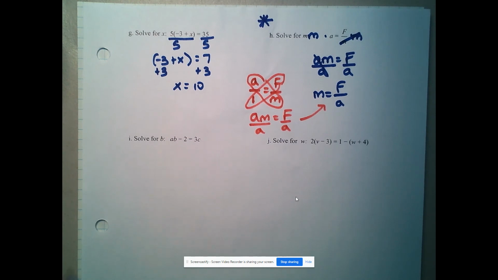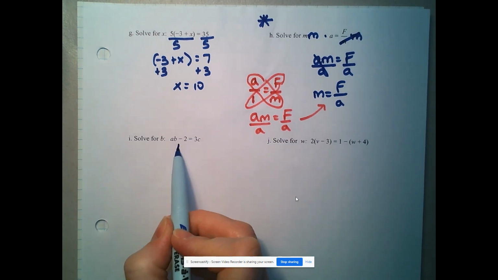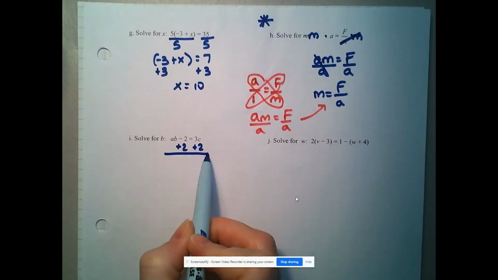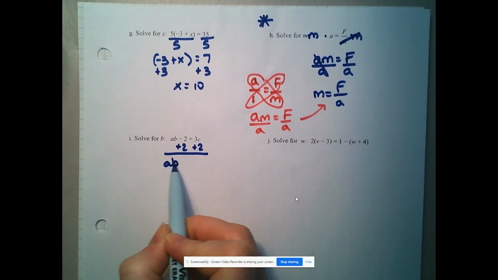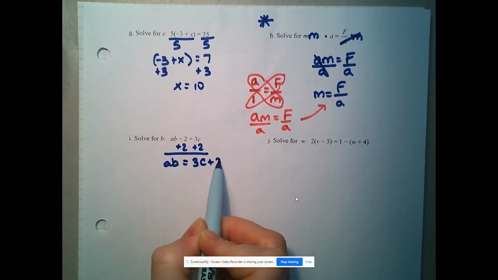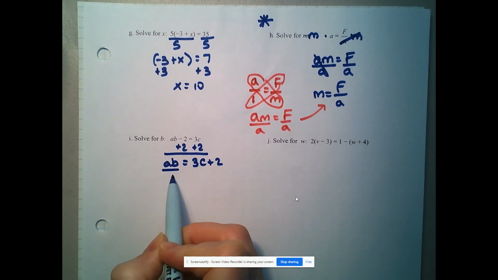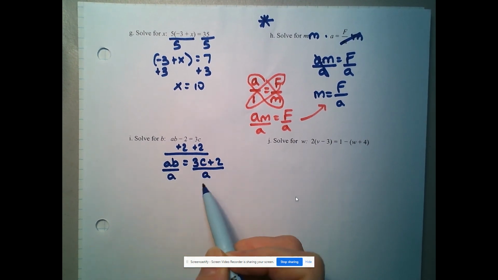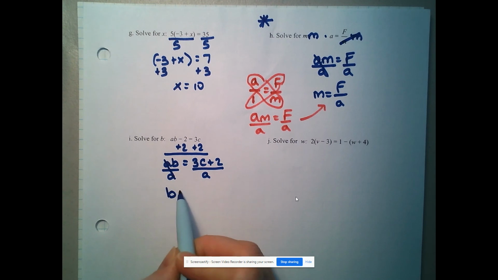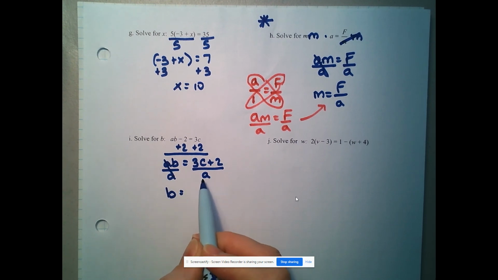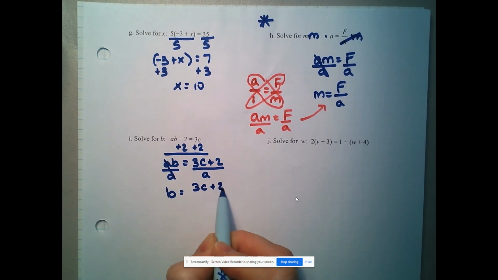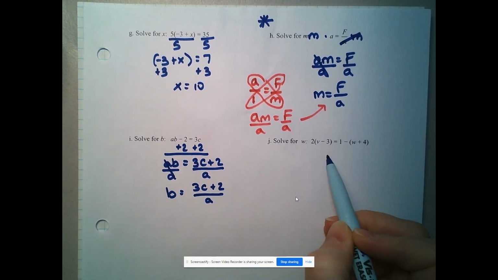All right, next, solve for b. So on this one, I'm going to start by adding 2 to both sides because I want to get that ab term by itself. And then in order to get b alone, I'm going to divide by a. And this is another case where you're not going to do anything to help you by dividing both of them by a. You can actually leave it as 3c plus 2 over a, and that would be done. Last one, solve for w.